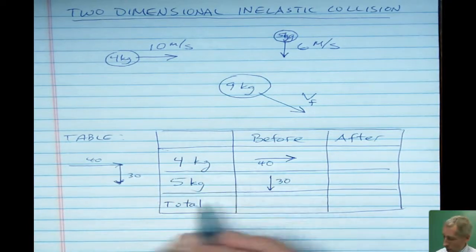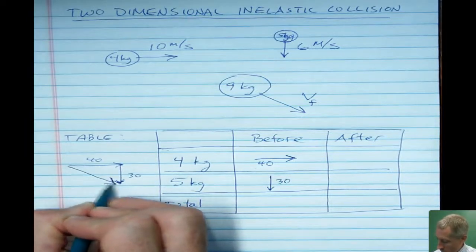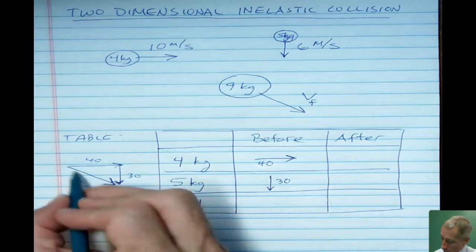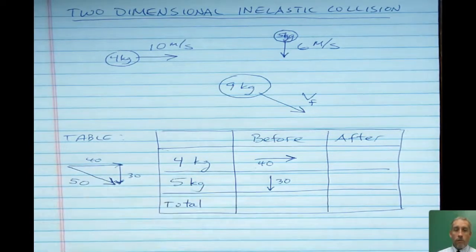We arrange them head to tail, and then we draw in our resultant vector. This is the sum of those two, which goes from the tail of the first over to the head of the last. And I made the numbers kind of nice so that I could do this in my head. That's a 3, 4, 5 right triangle. So that's 50 units of momentum.